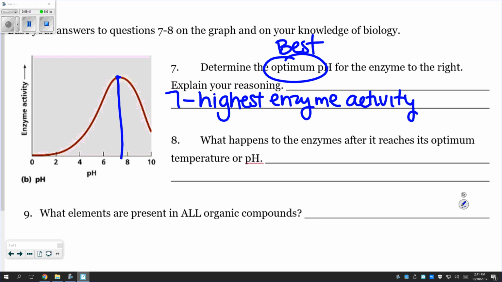How are you supposed to know that? Let's look at our y-axis. That's what the label is, right? That's the highest point on that graph.